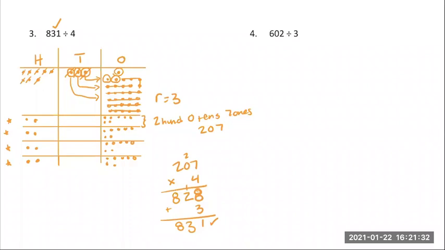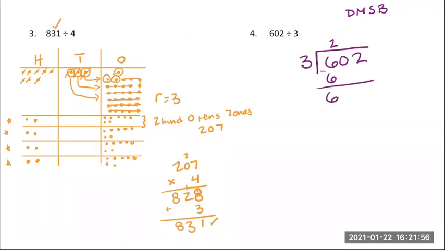Okay, our next problem, we're going to do long division. Set it up in our house. Okay, we're going to start with our hundreds place. Here are our steps. 6 divided by 3 is 2. We're going to multiply. We have none left. Then we're going to bring down our 0.